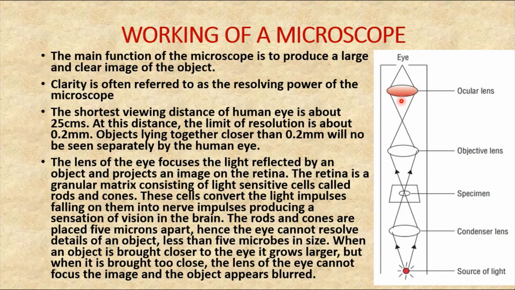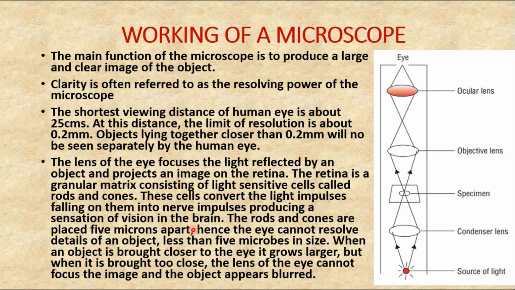Now the rods and the cones are placed 5 microns apart. That means the distance between the rods and the cones is 5 microns. Hence, the eye cannot resolve details of an object less than 5 microns in size. So that is very important.